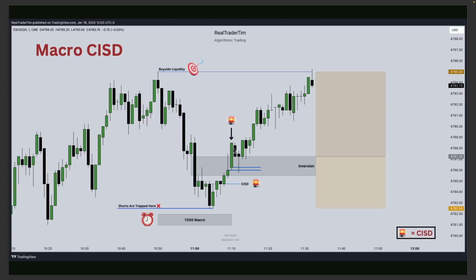The change in the state of delivery comes when we start to see down close candles, discount PD arrays, support price, as well as premium PD arrays start to fail to act as resistance. But the change in the state of delivery is more significant because it's occurring during this 1050 macro.